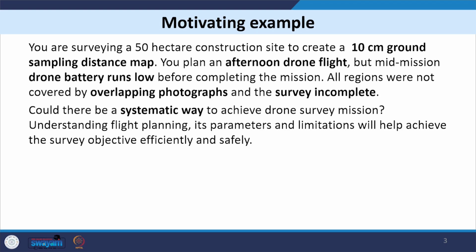Hello and welcome back to our course on drone surveying. Today we will study flight planning for drone survey and its limitations. So let's start with a motivating example.